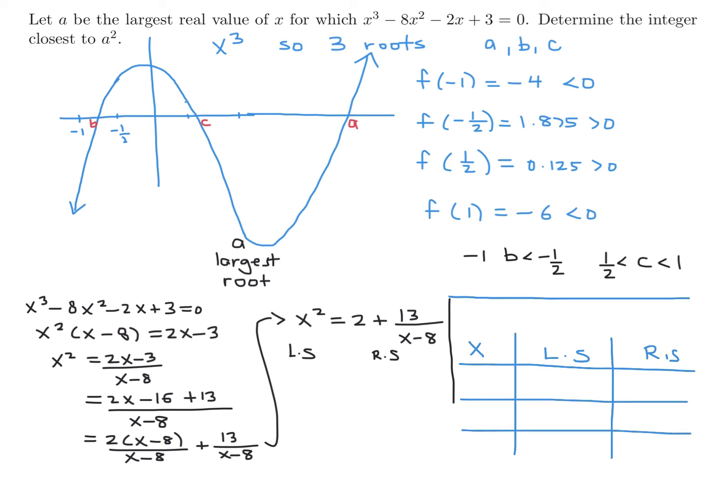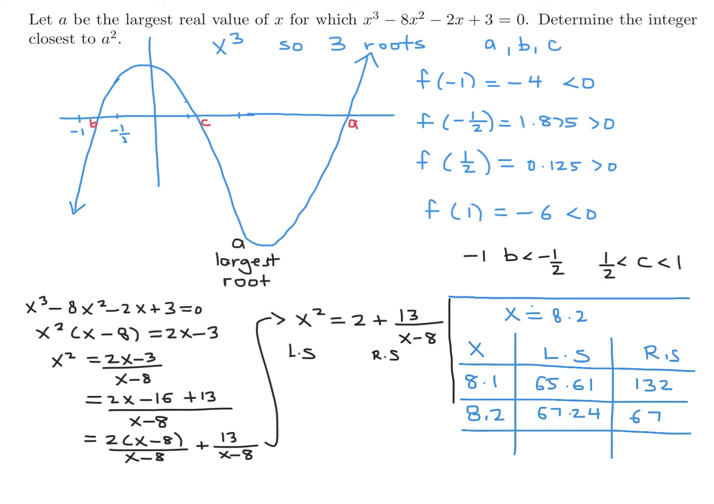Okay, so if we set x equal to, we can't set it equal to 8, so let's go in that vicinity. Let's say we try 8.1. If we try 8.1, the left side becomes 65.61. The right side becomes 132, which obviously is not equal, not even close to being equal. If we go up to 8.2, however, the left side is 67.24, and the right side becomes 67. And that's very, very close to being equal. So I conclude that x is approximately 8.2.